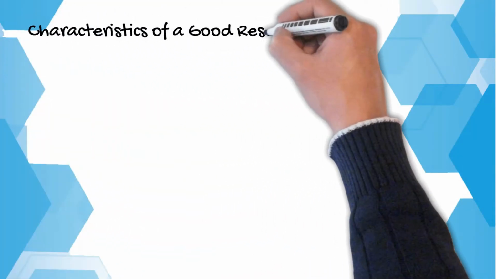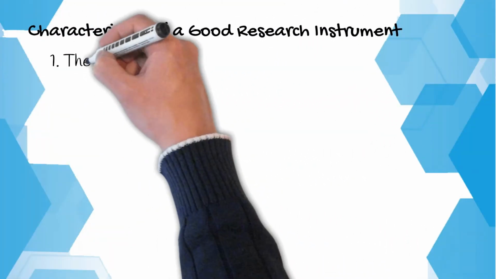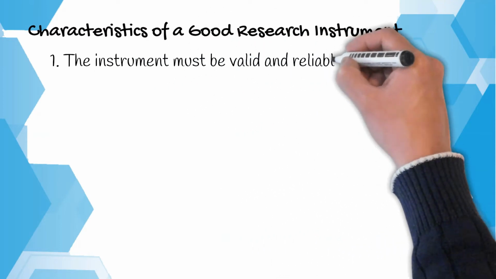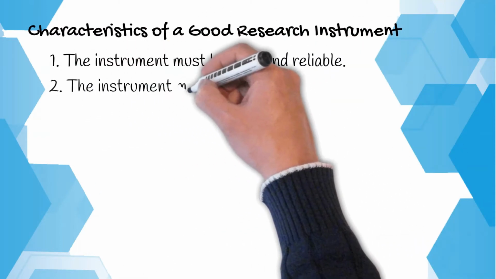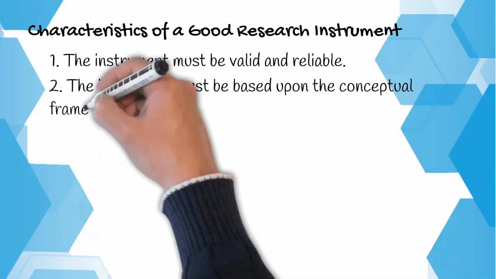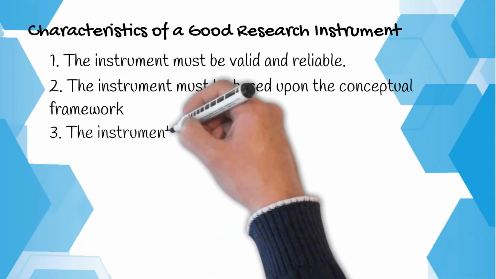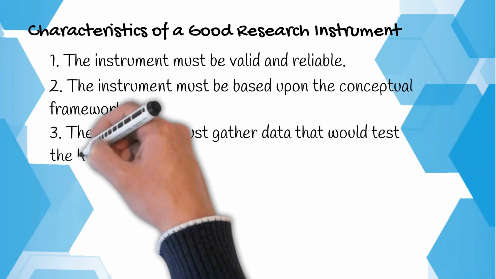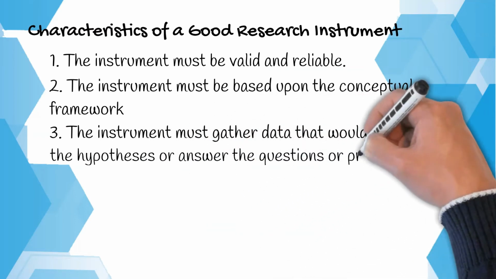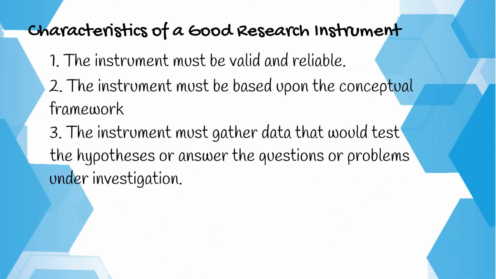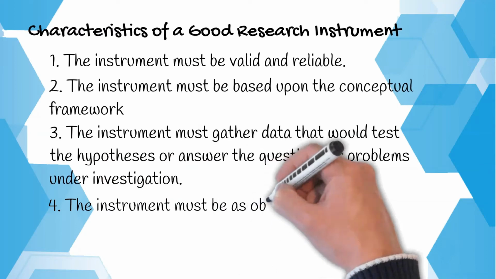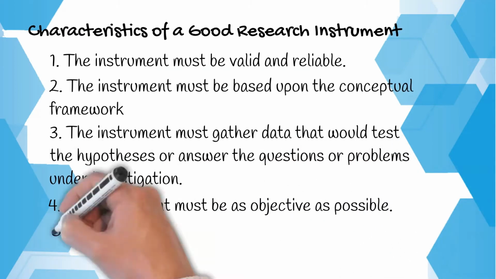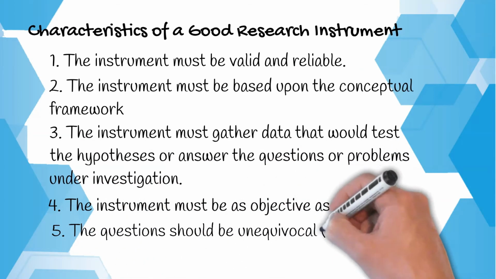So what are the characteristics of a good research instrument? The instrument must be valid and reliable. The instrument must be based upon the conceptual framework. The instrument must gather data that would test the hypothesis or answer the questions or problems under investigation. The instrument must be as objective as possible. The questions should be unequivocal or has only one interpretation.